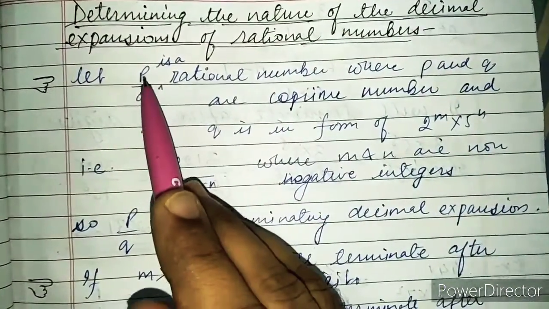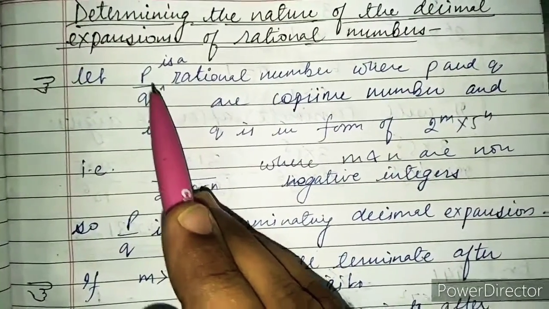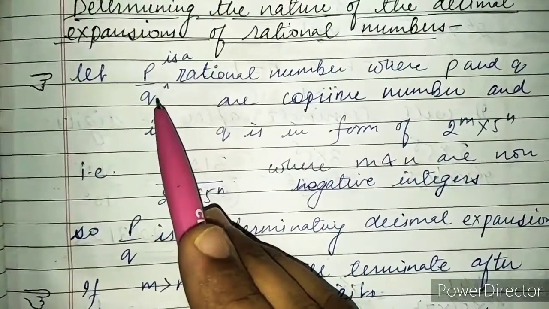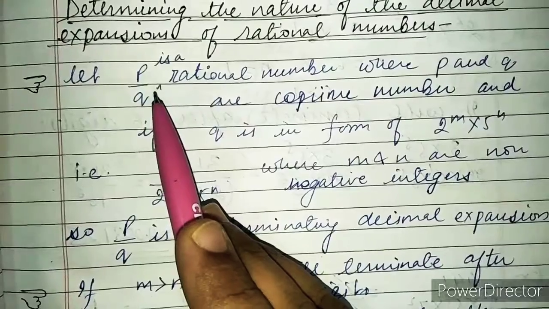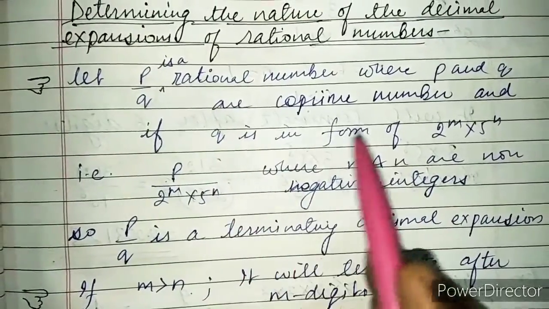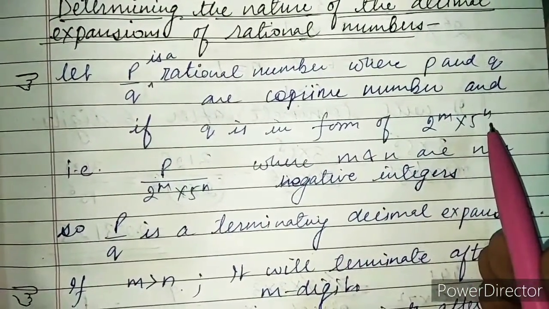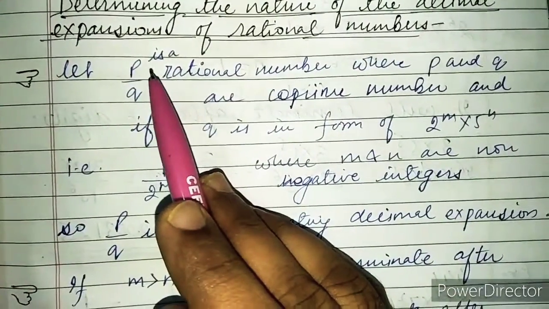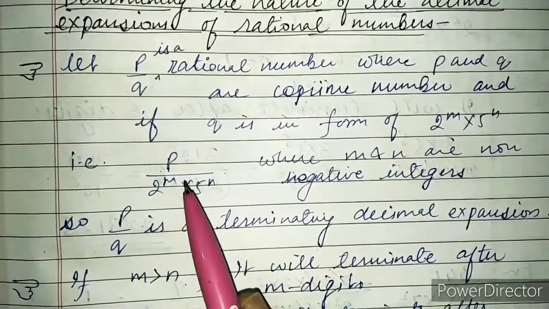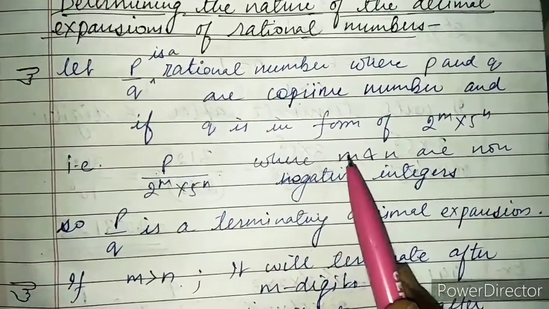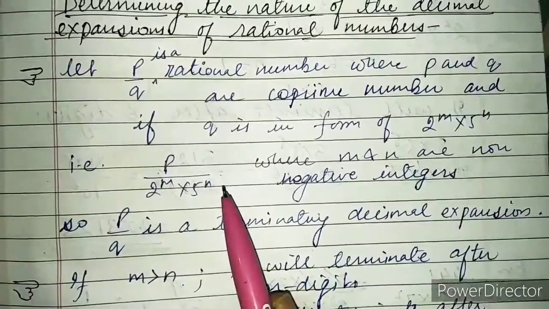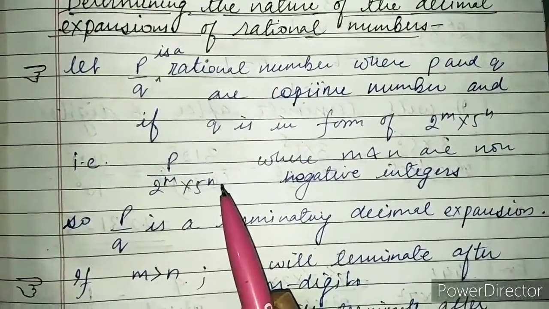See here, suppose we have a rational number in the form of p upon q, where p and q are co-prime. Co-prime means there is no common factor between p and q. If there is any common factor, first remove that common factor and make it in simplest form. So if q is in the form of 2 to the power m into 5 to the power n, it means we can write it as p upon 2 to the power m into 5 to the power n, where m and n are non-negative integers. Non-negative integers means m and n can be 0 or positive integers, right?